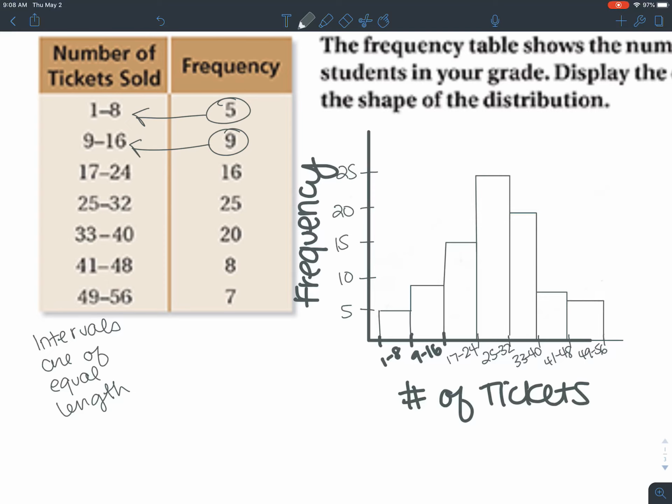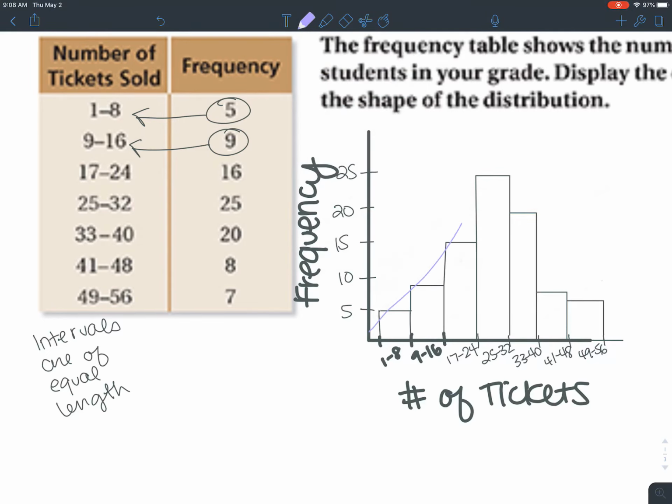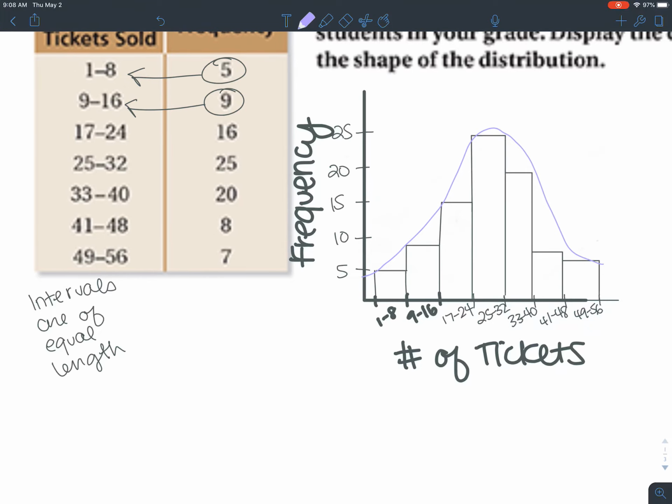Okay. So this, if we drew the line on top of it, it doesn't really have a bigger tail on one side or the other, so this one's going to be symmetrical. So we're going to want to use the mean and the standard deviation.